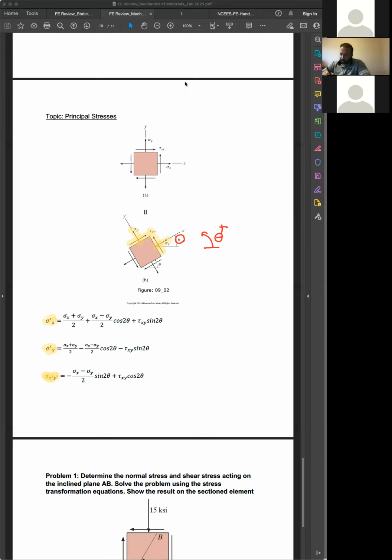And you can see these values are related to the stress in the original block: sigma x, sigma y, and tau xy. All right, so let's look at it.